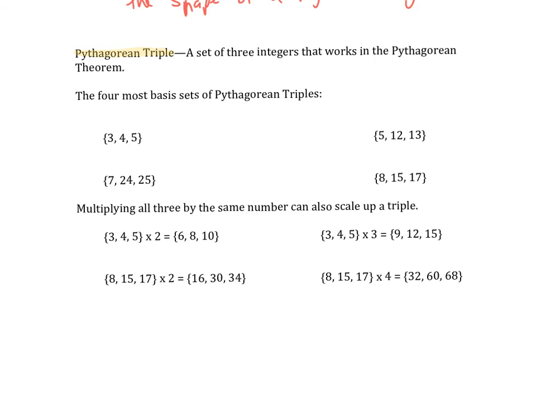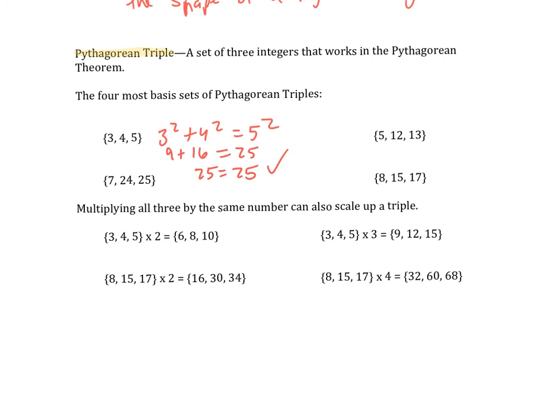We can just double check that right here. That would be 3 squared plus 4 squared equals 5 squared. Well, 9 plus 16 equals 25, which it does. So we'd have 25 equals 25. So the Pythagorean triple would make a right triangle. Those are our four most basic sets.